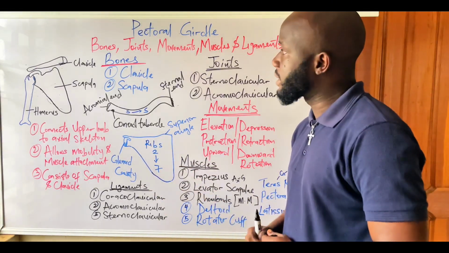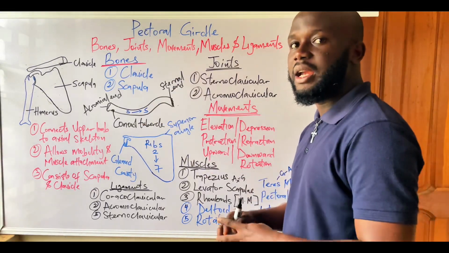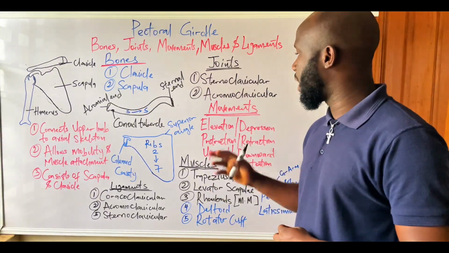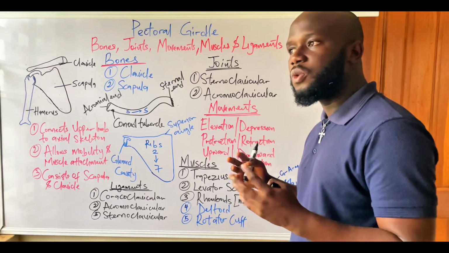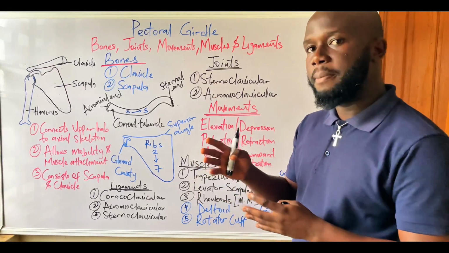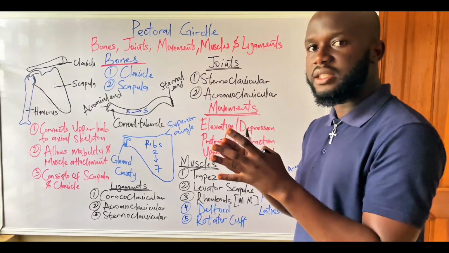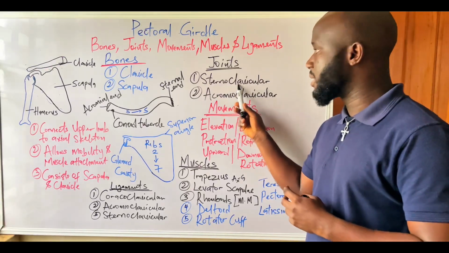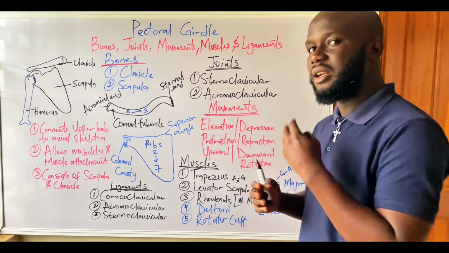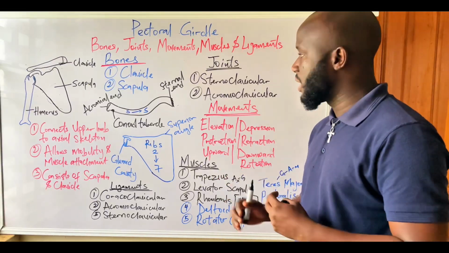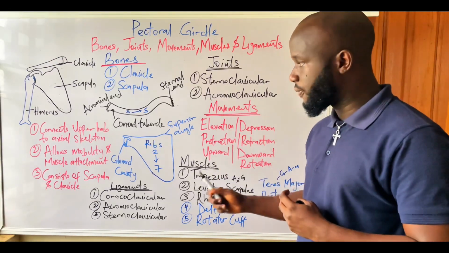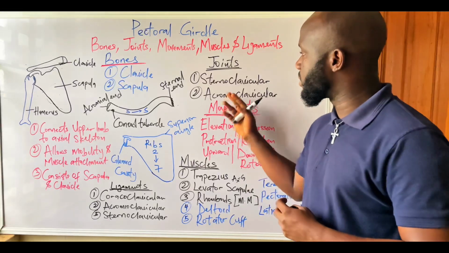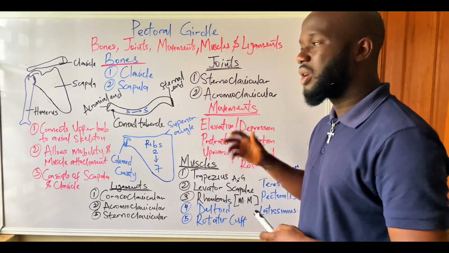Having said that, let's move to the joints that can be found in the pectoral girdle. The first one is the sternoclavicular joint, and the second one is the acromioclavicular joint. In anatomy, we join two words together to make them make sense. So when we say sternoclavicular, we are talking about the sternum and the clavicle. The joint between the sternum and the clavicle is the sternoclavicular joint, and the joint between the acromion of the scapula and the clavicle is the acromioclavicular joint. So once again, we have the sternoclavicular joint and the acromioclavicular joint.